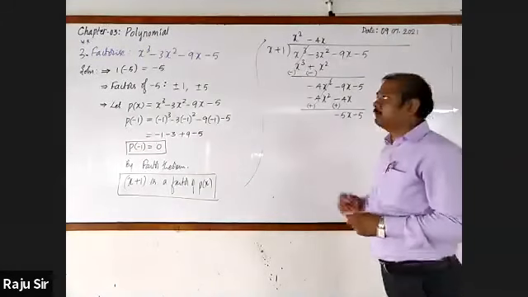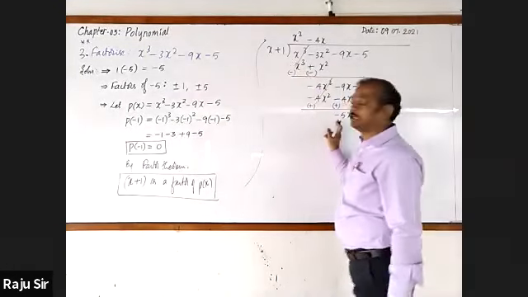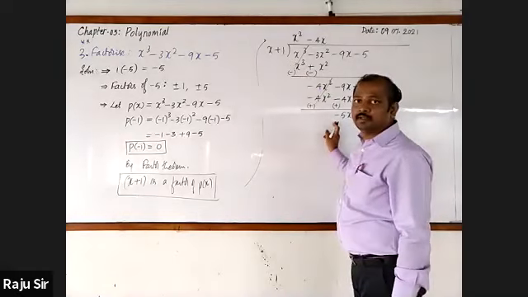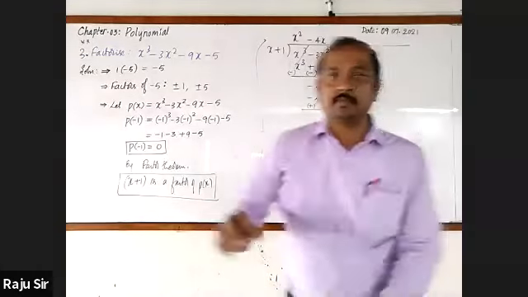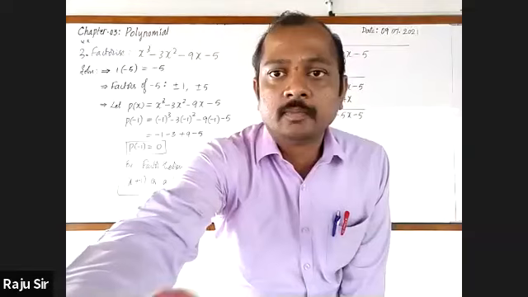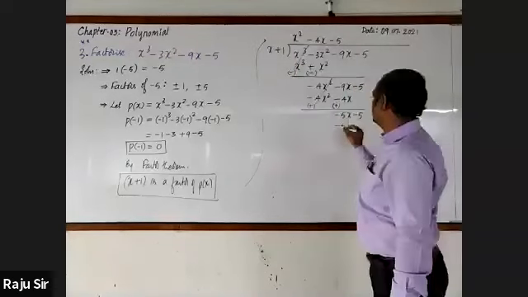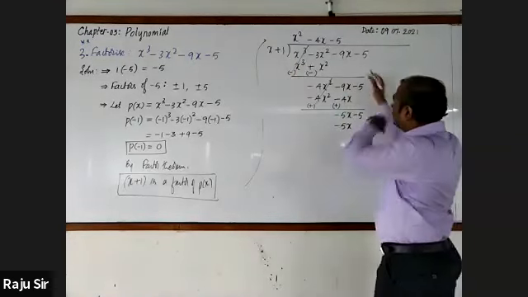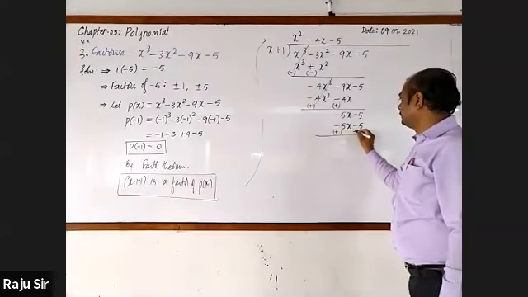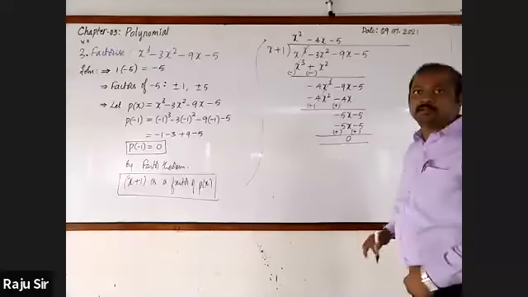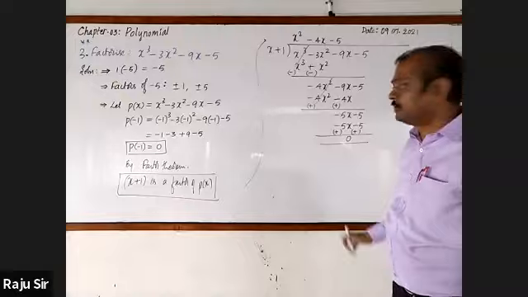Renuka, what do we have to multiply with x to get minus 5x? Sir, minus 5. Very good. Minus 5. Minus 5 into x is minus 5x. Remaining minus 5 into 1 is minus 5. Again, here it cancels. Also change the sign. Both get cancelled, and the remainder is 0. Next.